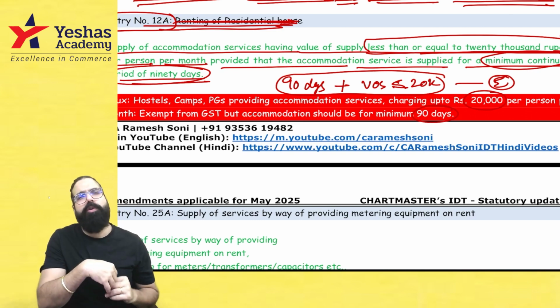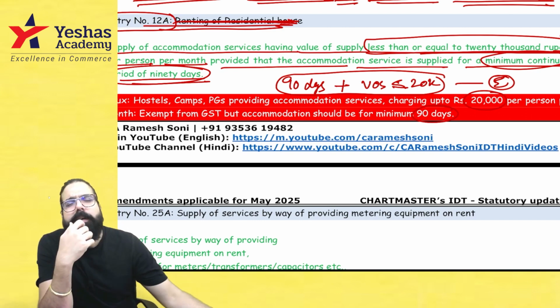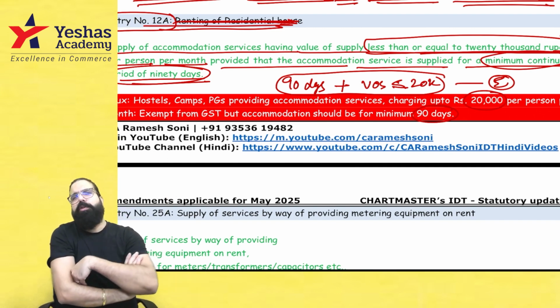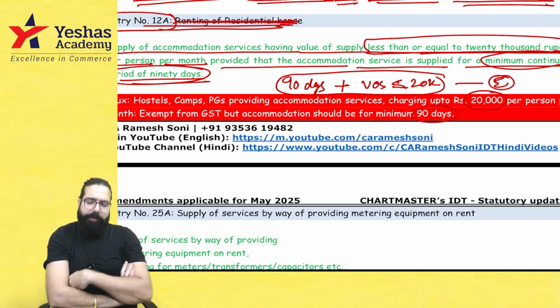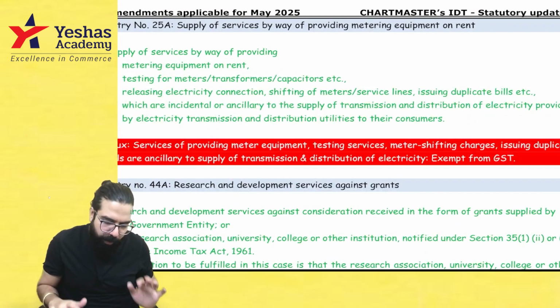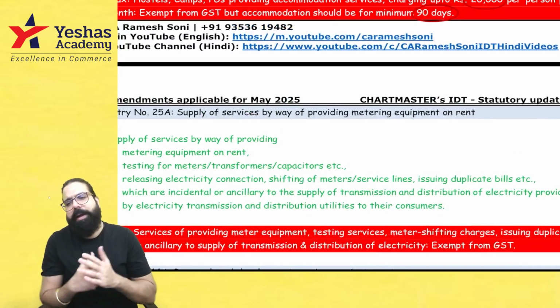Chalo, I'll give you one more question. Likhita has come to stay in a PG. Ram PG is charging 20,000 rupees per month. Likhita has come to stay only for 1 month. My question to you: taxable or exempt? You have to tell me, everyone.